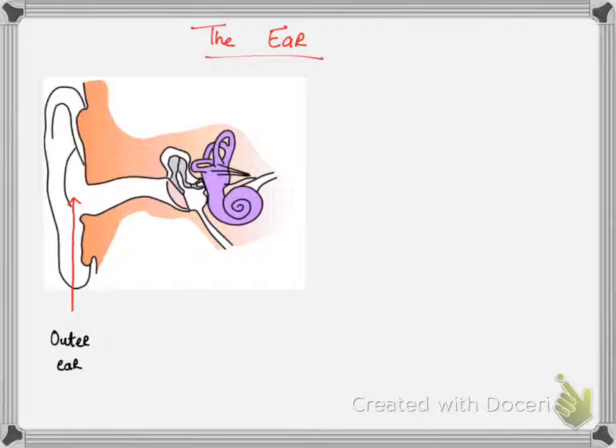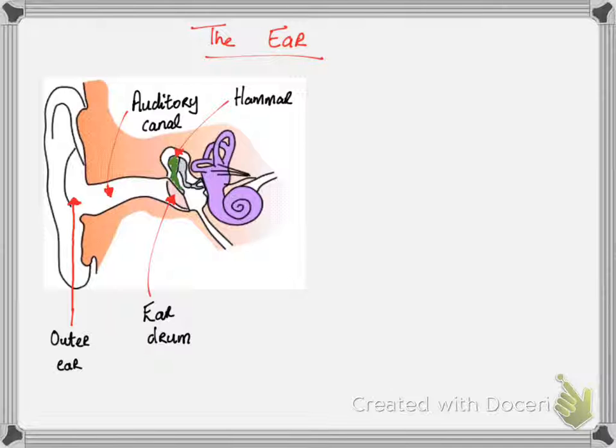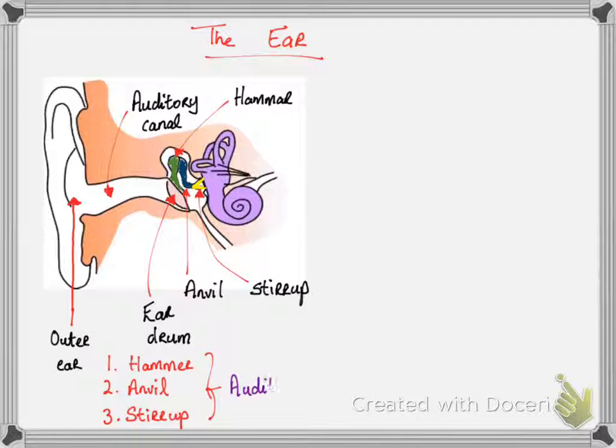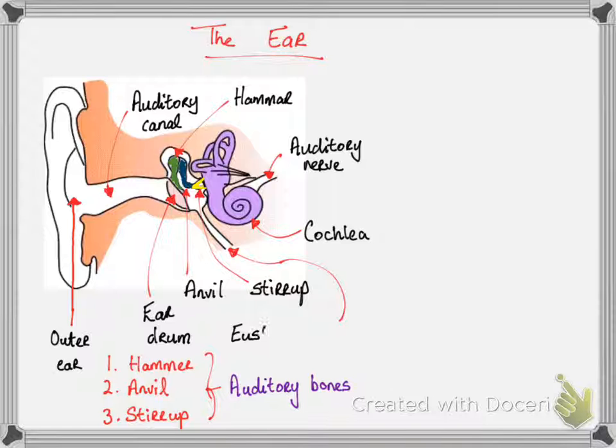So first part we have is the outer ear, which is the bit that you can see from outside the body. Next we have the auditory canal, the eardrum, the first bone of the ear, which is called the hammer, the second bone, which I've coloured in blue, which is the anvil, and the third bone, which I've coloured in yellow, is the stirrup. And these three bones together are called the auditory bones. You also have the cochlea, the auditory nerve, and the Eustachian tube.